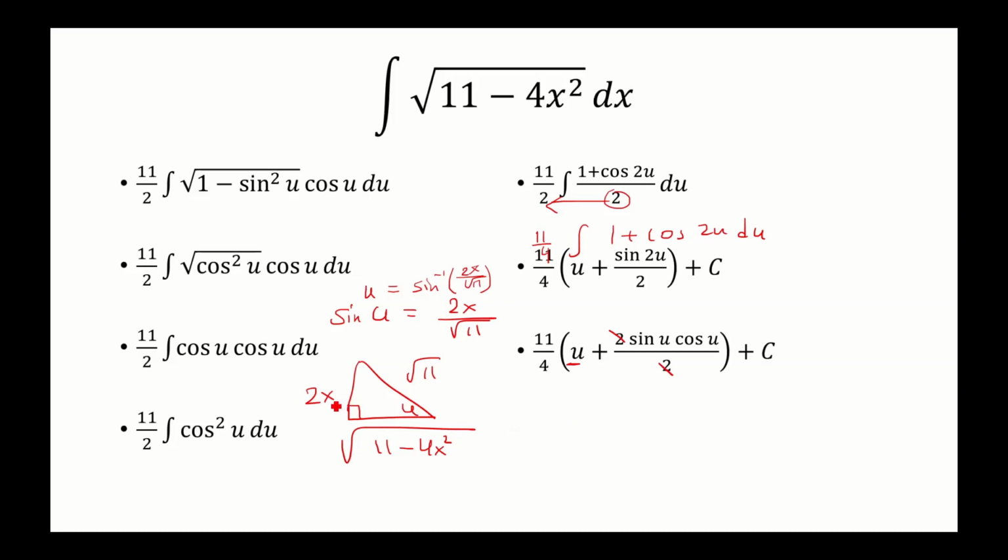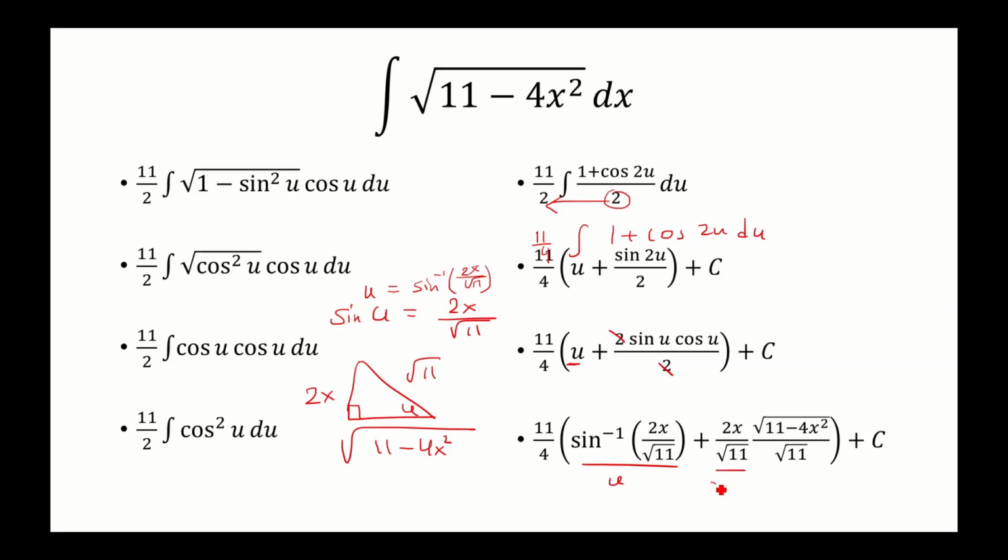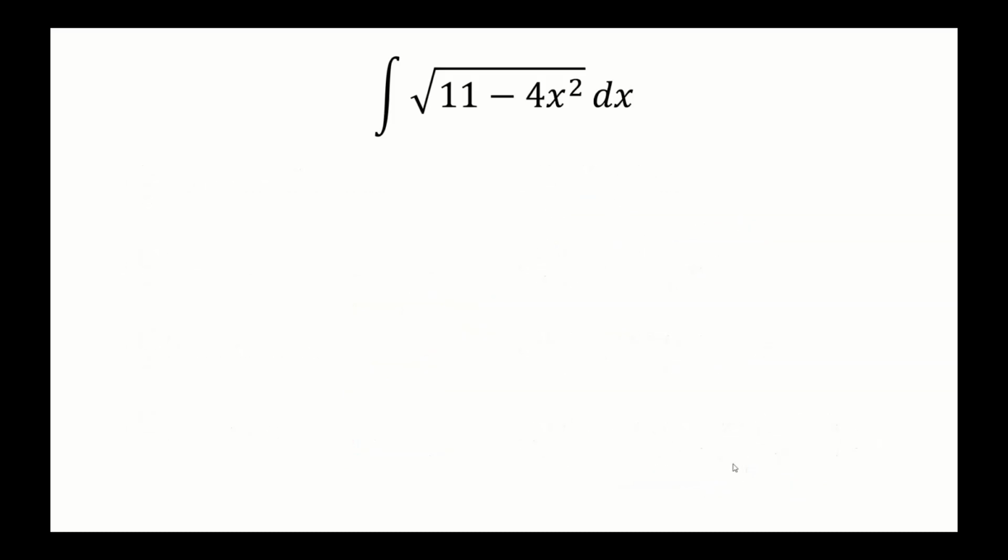And then sine u is opposite over hypotenuse, which we have here is 2x over square root of 11. And then cosine is adjacent over hypotenuse. That's the square root of 11 minus 4x squared over square root of 11, plus C. So just to be clear, this is what we're talking about. Now we just need to simplify it.